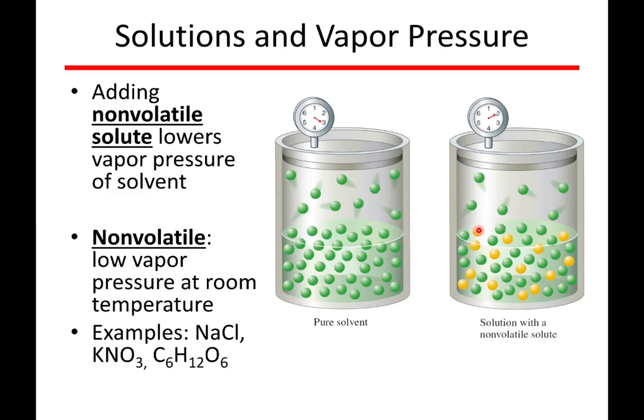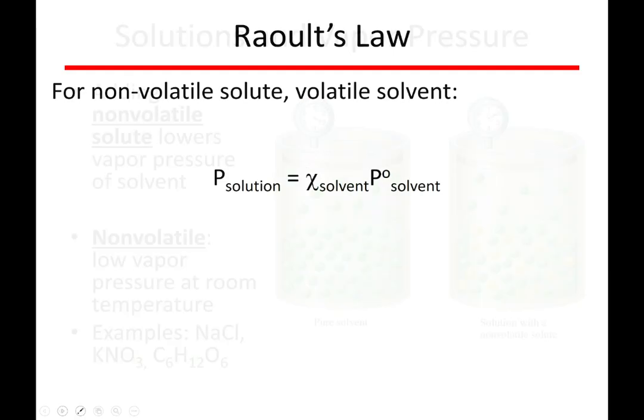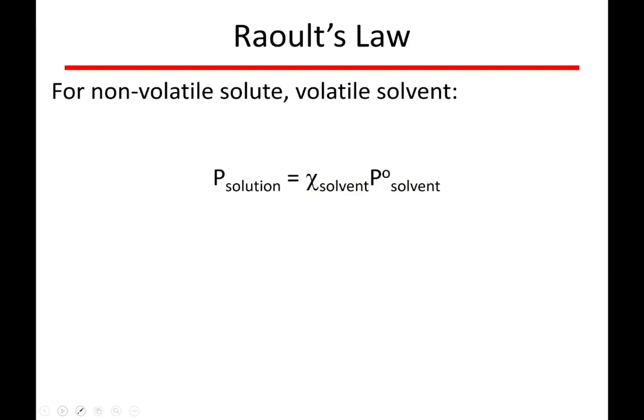And this is how the solute can serve to lower the vapor pressure, simply by blocking the surface and making it more difficult for the solvent to find a path to escape to the gas phase. There's an equation that allows us to calculate what the vapor pressure of a solution would be if you have a non-volatile solute added to a volatile solvent.